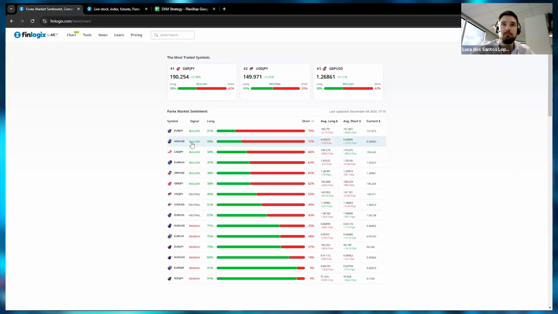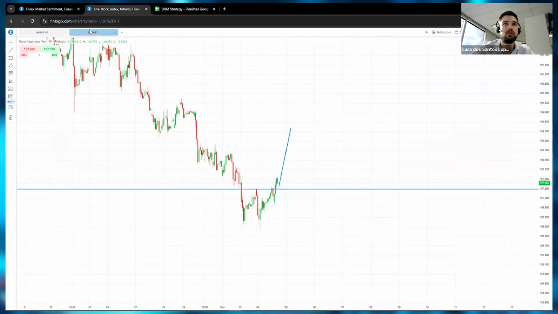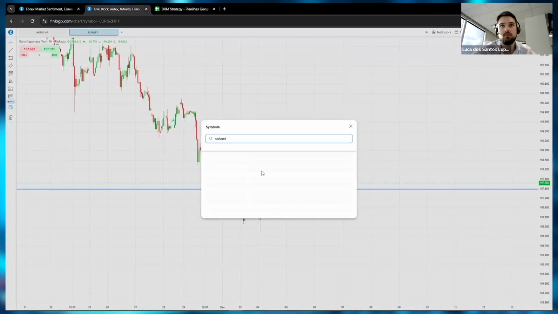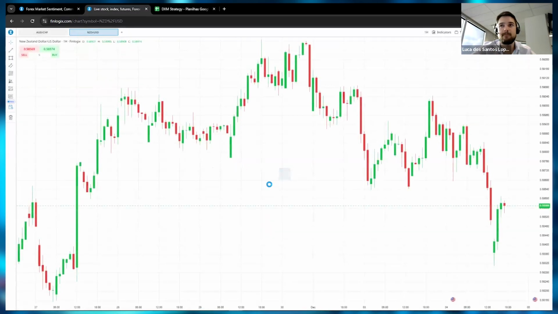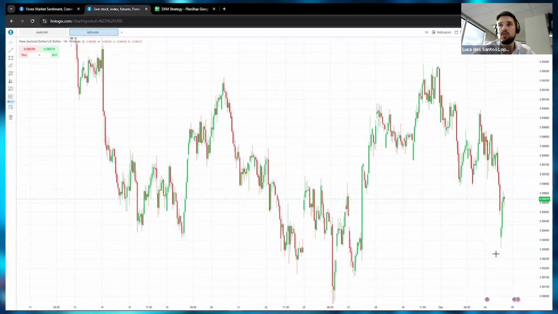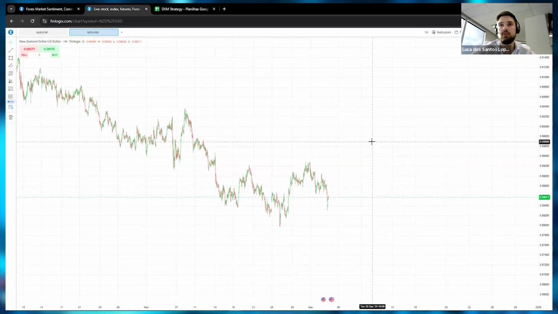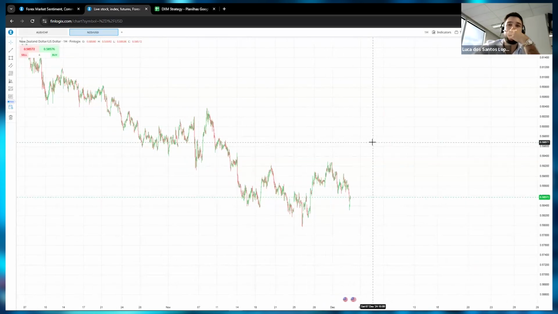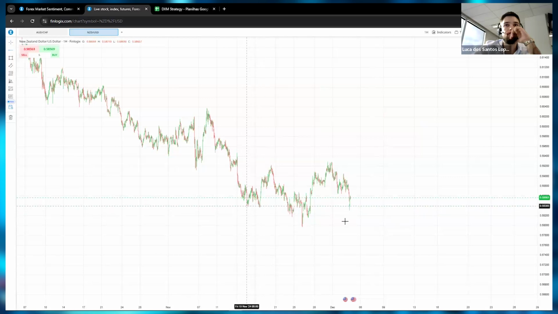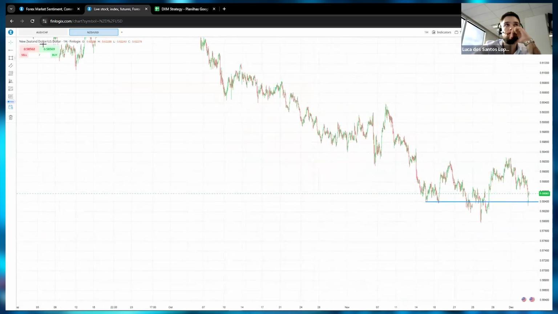NZDUSD bullish. I don't think so. Look, NZDUSD bullish. Let's have a look. NZDUSD bullish. Well, we can try. And go for a 4-hour chart.